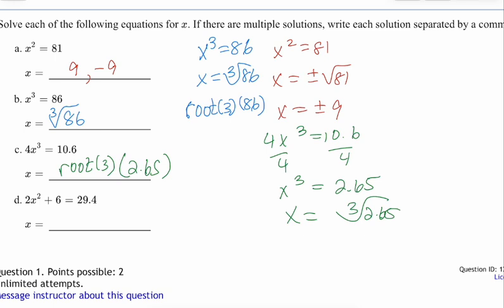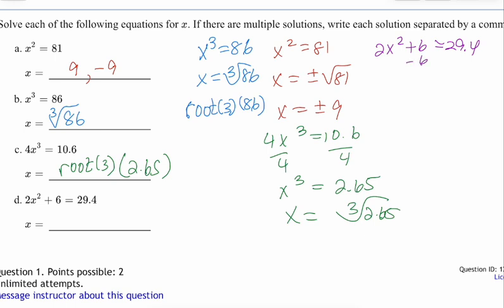Now that we have that, the most complicated of our equations, but it's still not too horrible, is D. Let's do D together, okay? So it's 2x squared plus 6 equals 29.4. Now, I assume your numbers and my numbers are different, but it's still a similar procedure. So you might want a sheet of paper. If you want to watch mine for a minute, then that will guide you for yours.